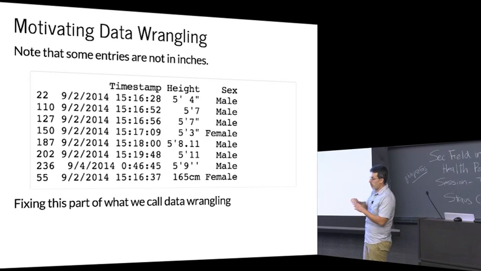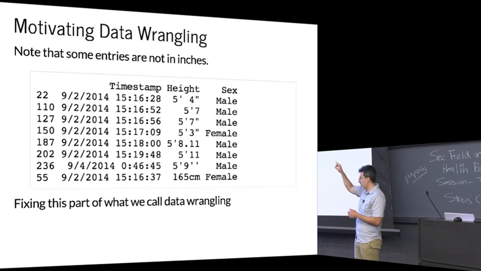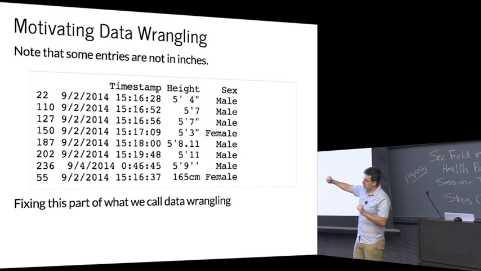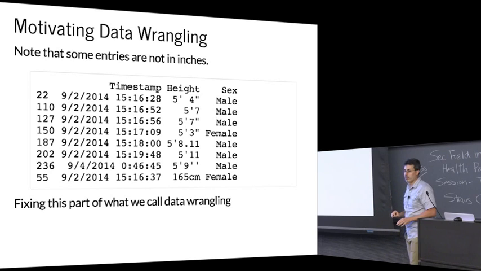So there are ways to do this, to write a little algorithm that says if you see a feet sign and an inch sign, then grab the first number, multiply it by 12, and then add the second one. Right? You can just write that little piece of code. If you see a cm, divide by 2.54. That's a simple computer program.